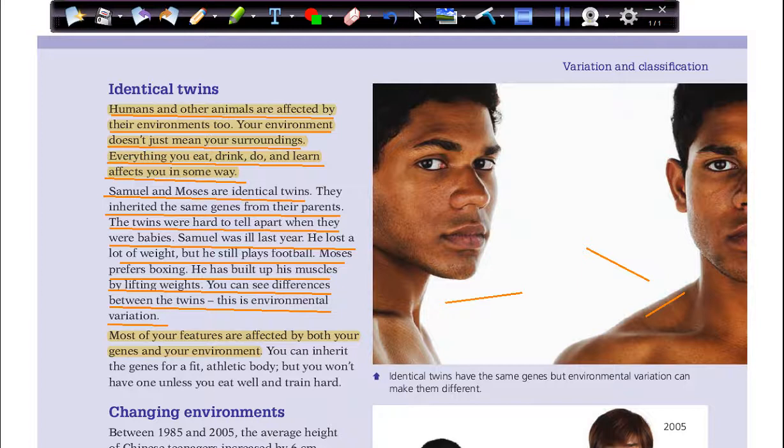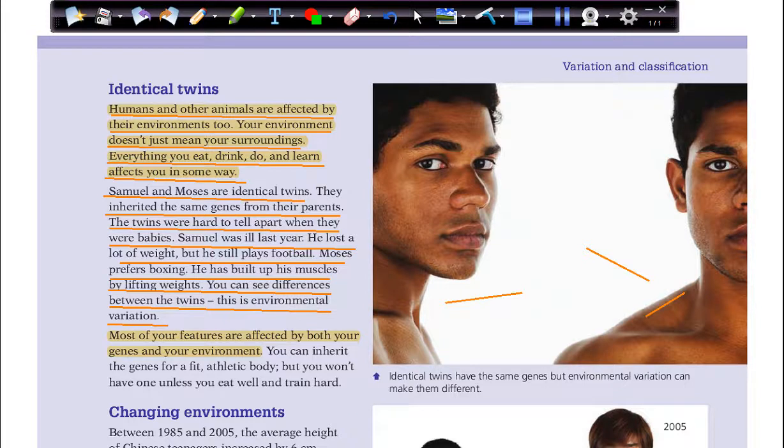Both of them were born as identical twins, and you can see the similarity between them. They are identical, but the environment that they are in affected them. So Samuel was ill, so he lost a lot of weight. But his brother is exercising, playing boxing a lot, so he has big muscles. Even his body mass increased by this sport, but his brother is the opposite. He's skinny, but still they have the same genes. So what causes this variation? The environment. So this is an example of environmental variation.